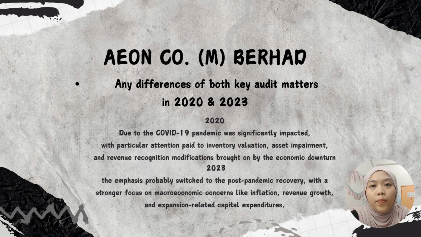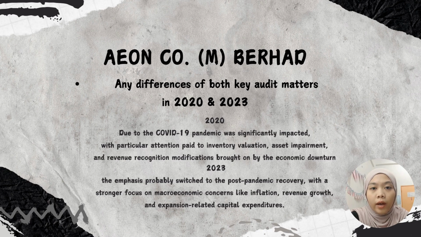Next, the differences of both key audit matters in 2020 and 2023. In 2020, AEON's audit priorities were heavily influenced by the COVID-19 pandemic, focused on inventory valuation due to disrupted supply chains, asset impairment as economic activity slowed, and lease accounting under MFRS 16, given the challenges of predicting lease obligations for AEON's numerous lease outlets. By 2023, AEON's focus shifted to reflect a post-pandemic recovery.